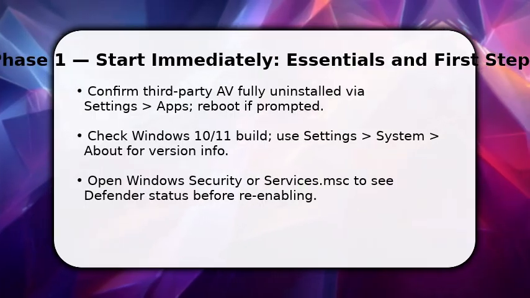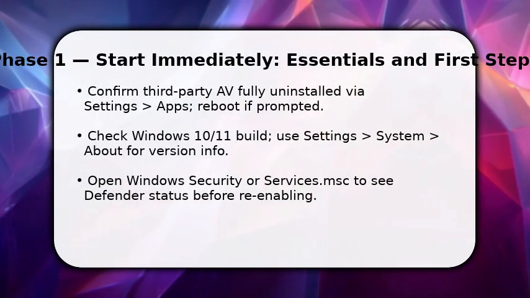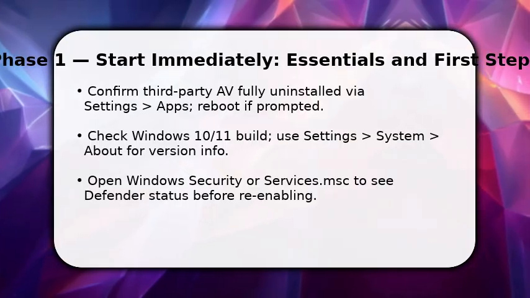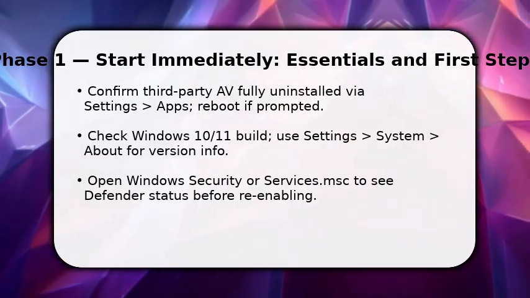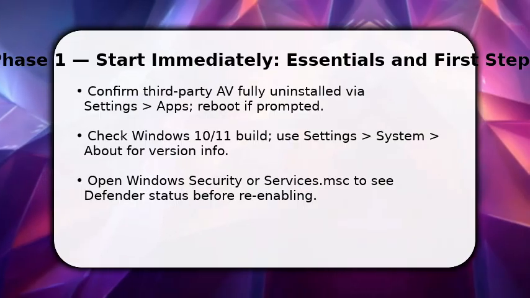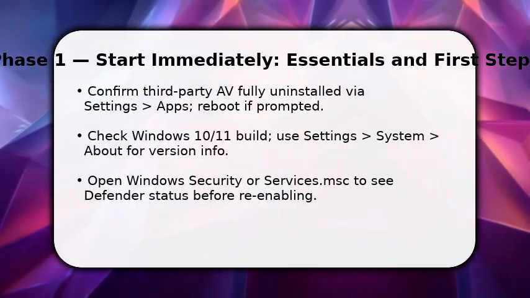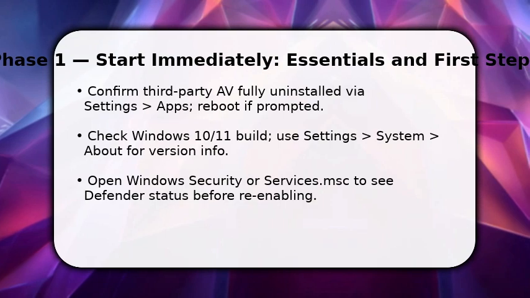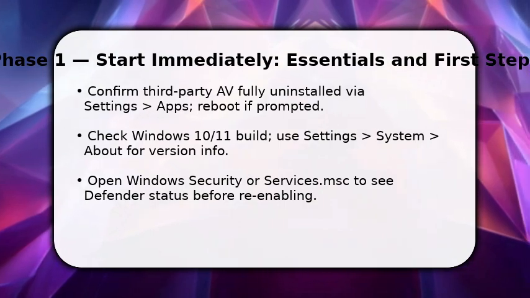Then open Windows Security. If it says Managed by Organization, note that for later. Finally, open Services.msc, and locate Microsoft Defender Antivirus Service to see whether it's disabled. That's your first control point.